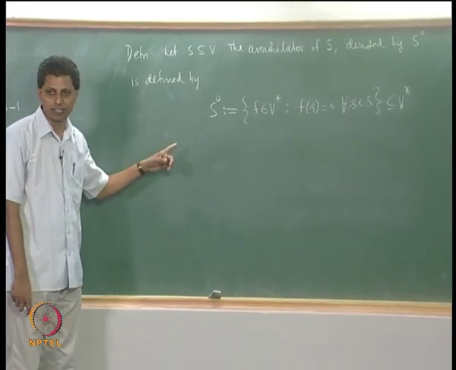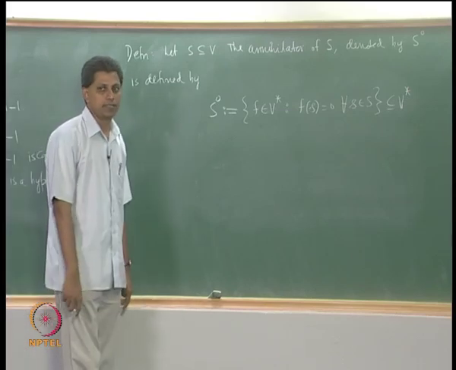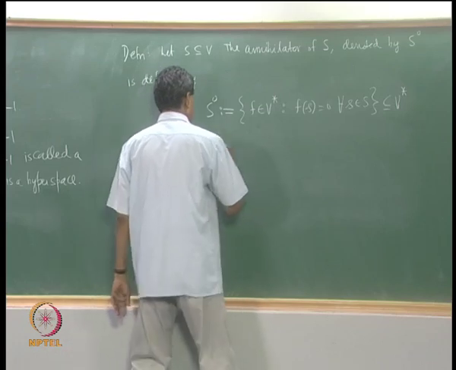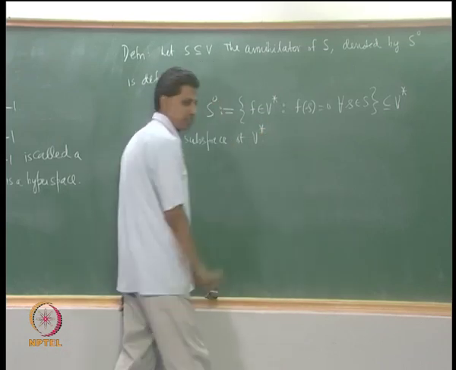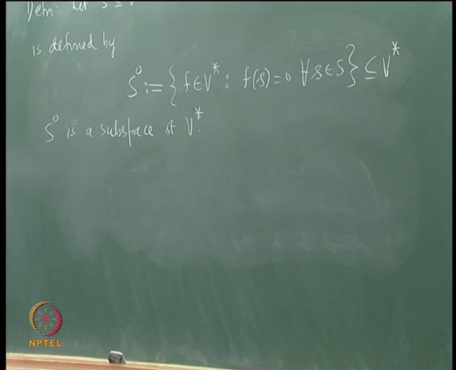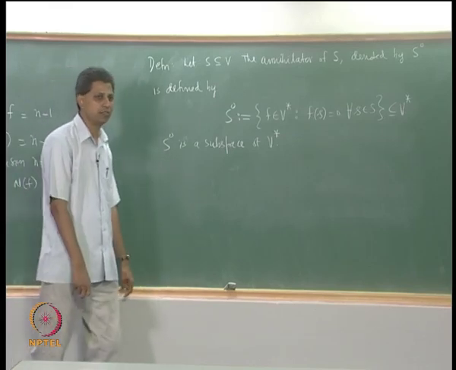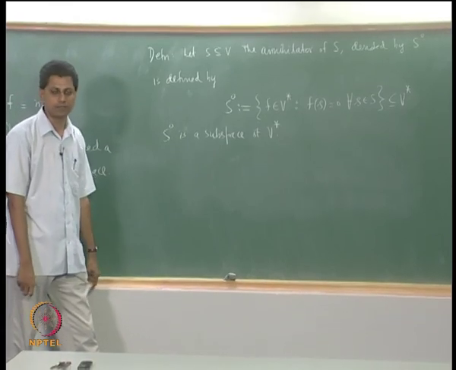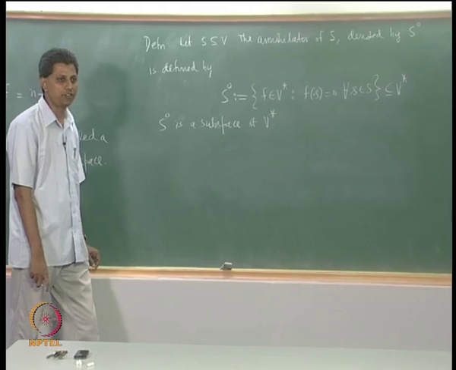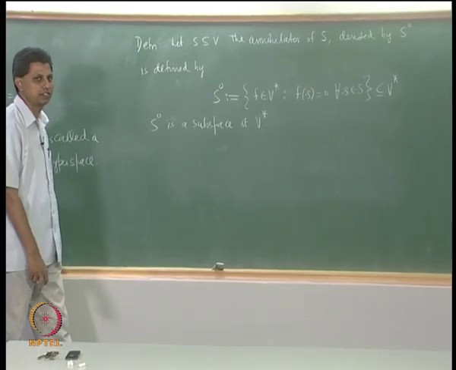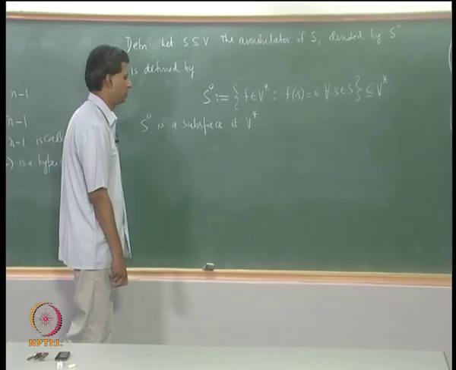Now it does not matter what S is, S0 is always a subspace. S0 is a subspace of V star. Now that is easy to see because if f, g belong to S0, then I must show that alpha f plus beta g also belongs to S0. But if f, g belong to S0, then alpha f of s is 0, beta g of s is 0, their sum is 0, f is a linear functional. So S0 is a subspace of V star.